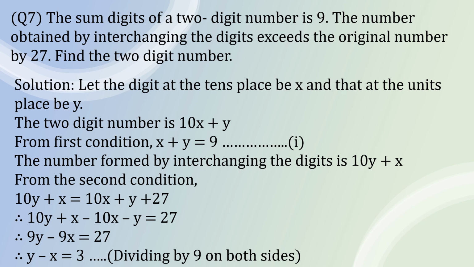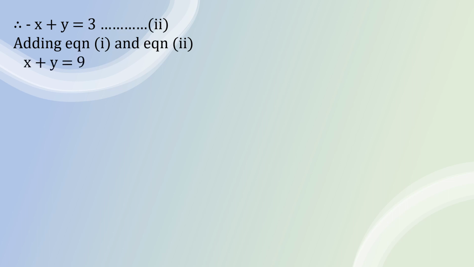Let's arrange the variables. So therefore minus x plus y equal to 3, equation number 2. Now students, first equation was x plus y and second equation is minus x plus y. So you'll use the operation of adding, adding equations 1 and 2. So x plus y equal to 9, first equation. Second, we'll write down minus x plus y equal to 3. So adding, there will be no sign change. Now students, here plus x and minus x will cancel. So y plus y will become 2y equal to 9 plus 3, 12.